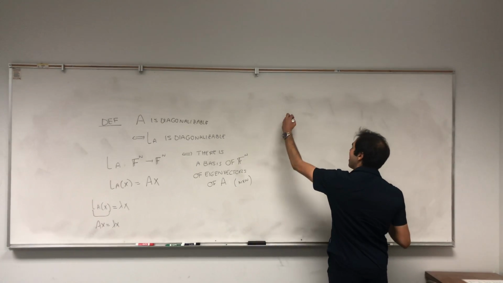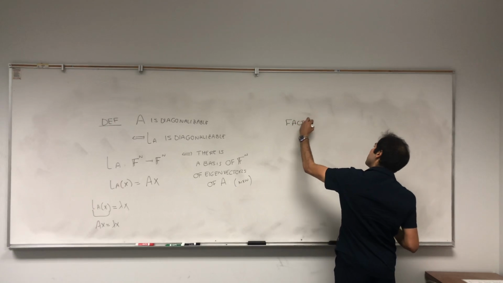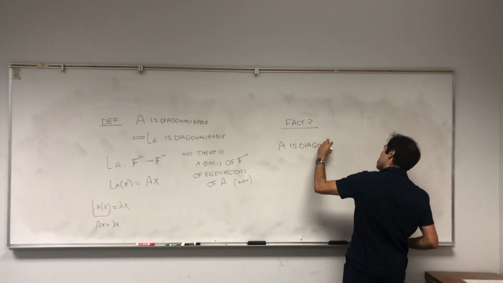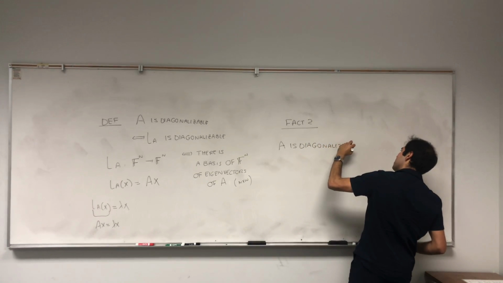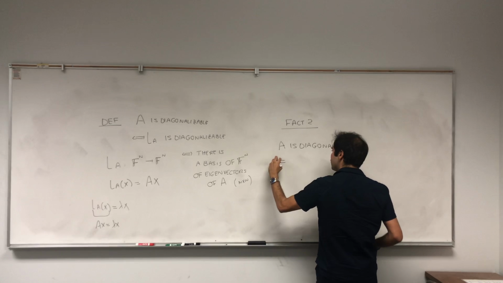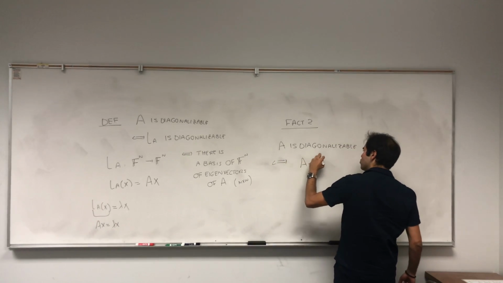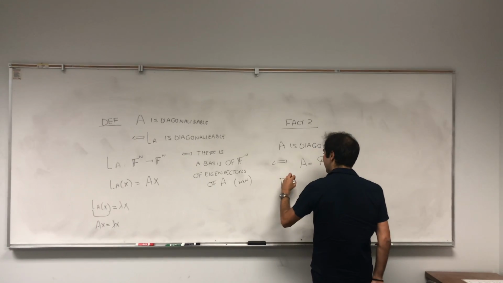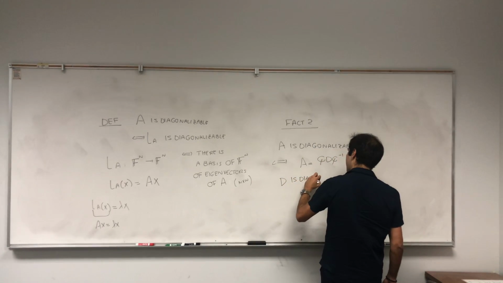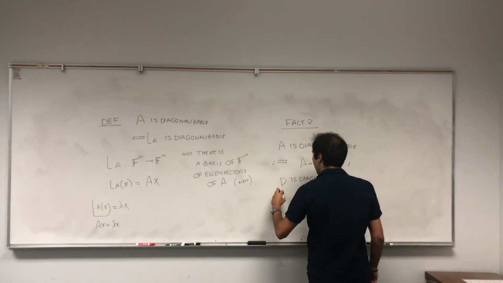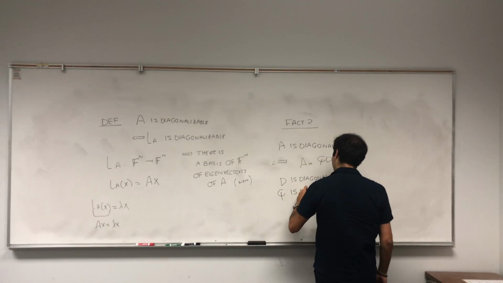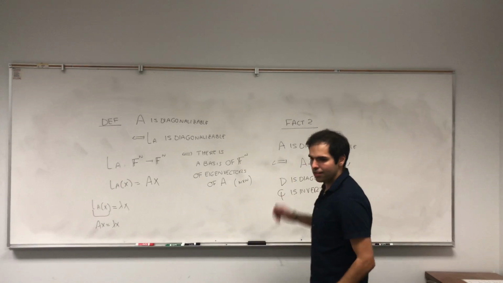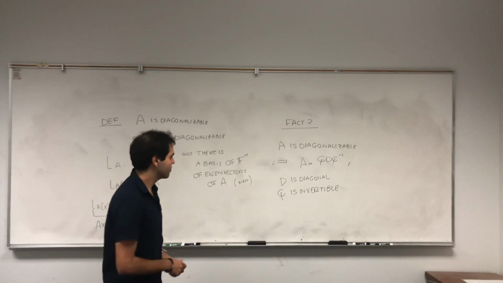So here's the second fact from today. A is diagonalizable if and only if A equals QDQ inverse, where D is diagonal and Q is invertible. And let us show why this is true.